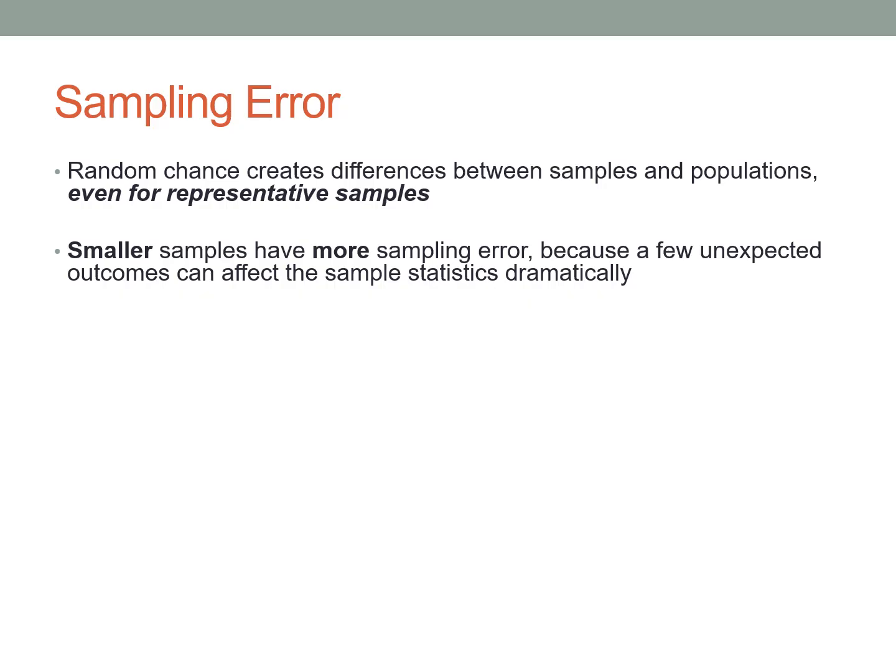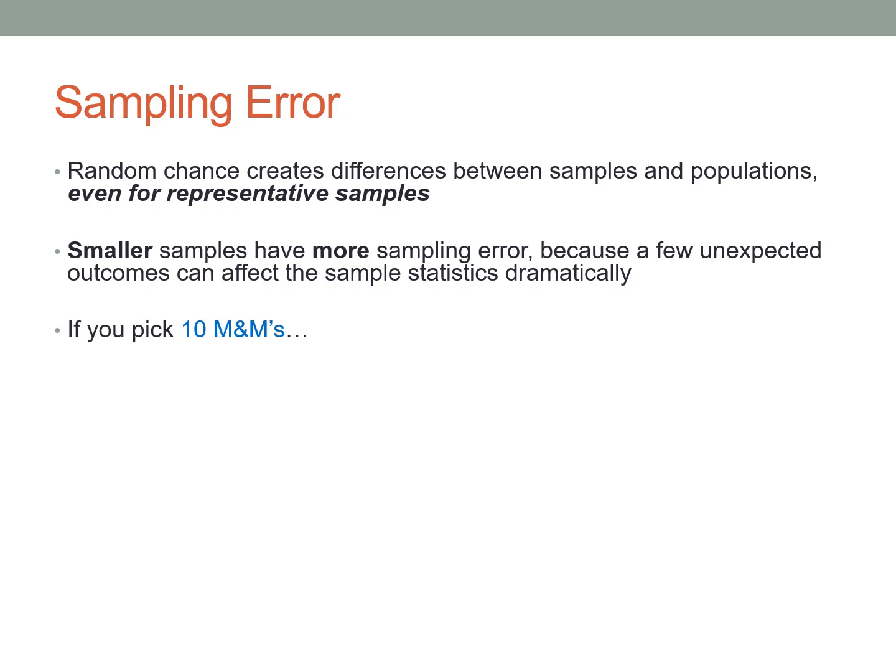In particular, smaller samples have more sampling error, in other words, larger, more frequent differences between the sample and the population. And this is because a few unexpected outcomes can affect a small sample drastically. It only takes a few unlikely things happening to completely change the composition of a small sample.